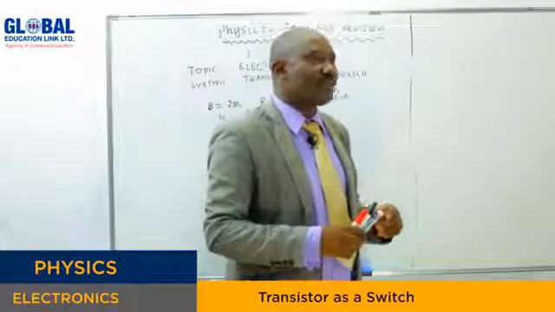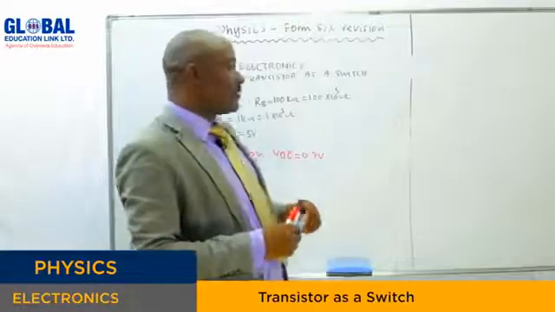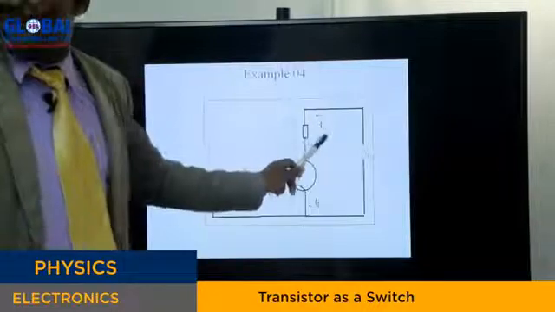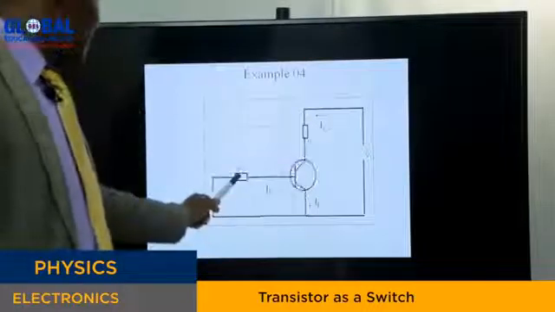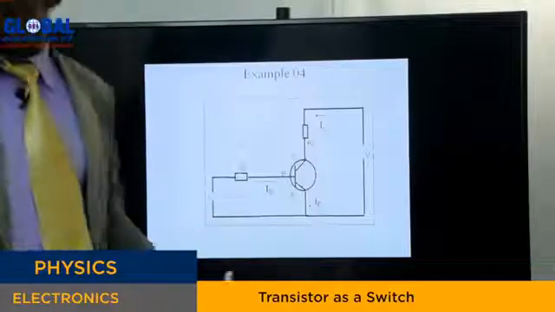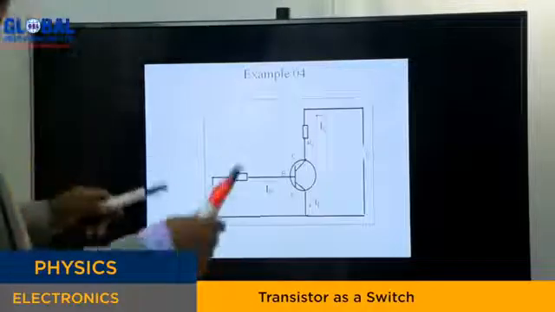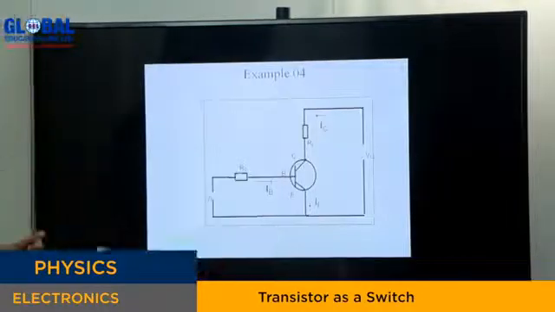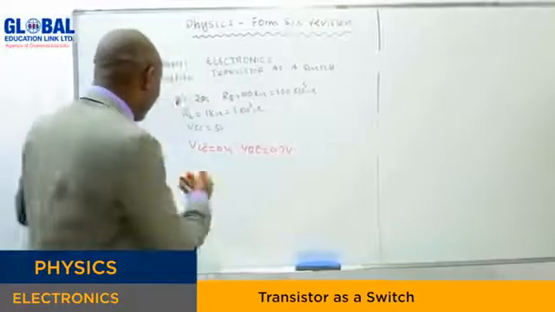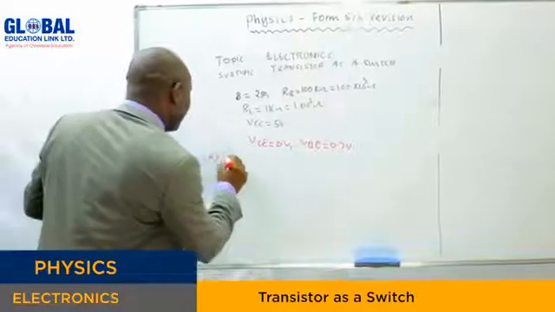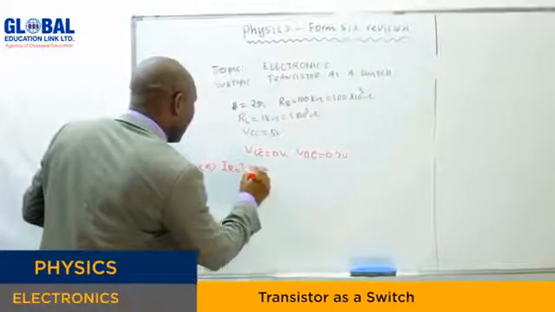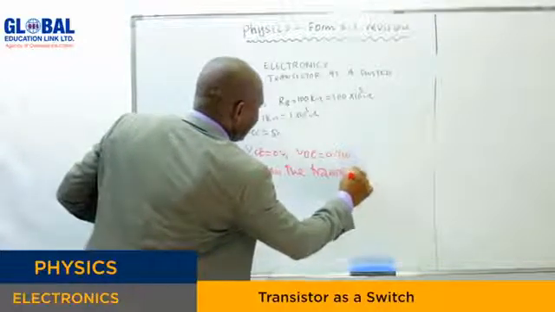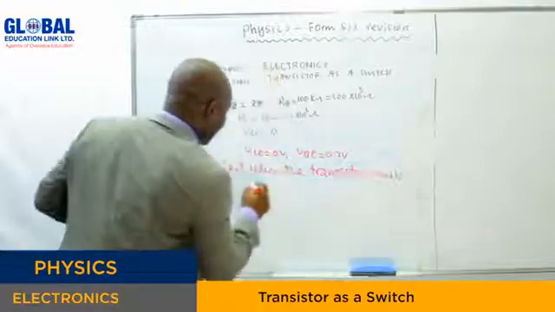The minimum base current. From here, all this information is given. We have this output resistance and this input resistance, and the input is varying from 0 to 5. We are looking for these values when the transistor reaches saturation. Part A, find the base current when the transistor reaches saturation.